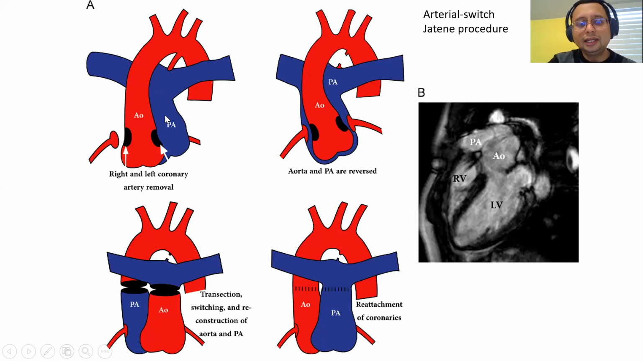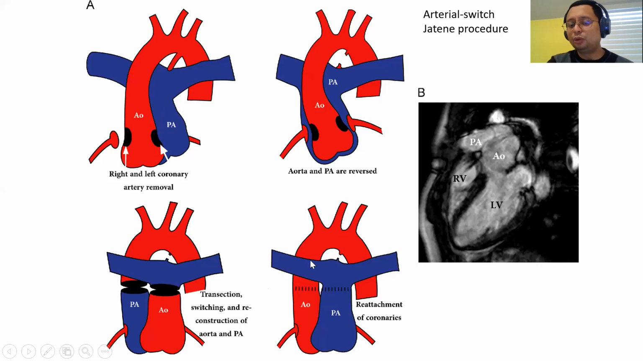So what they do is they transect the pulmonary artery and they transect the aorta. They bring the aorta back and put it on top of the pulmonary artery, and the pulmonary artery goes back on top of the aorta. They transfer the coronaries from here to here so that this will become a neo-aortic root connecting to the aorta. This will become a neo-pulmonary root connecting to the pulmonary artery. So this is the arterial switch procedure, the Jatene procedure.